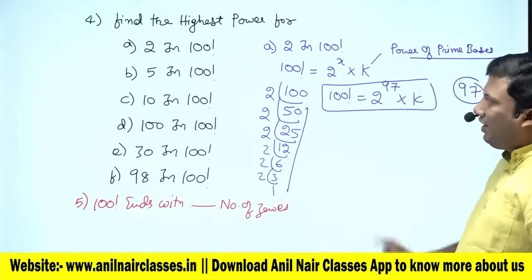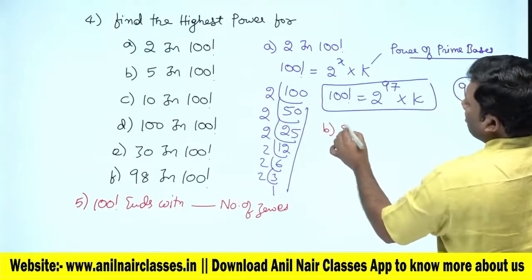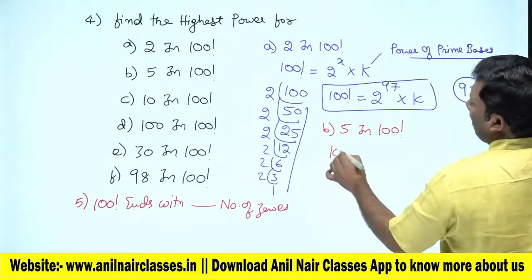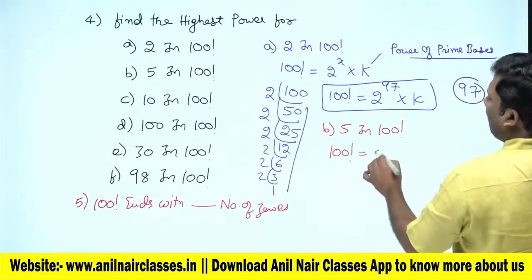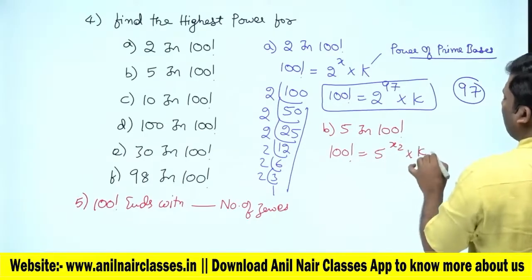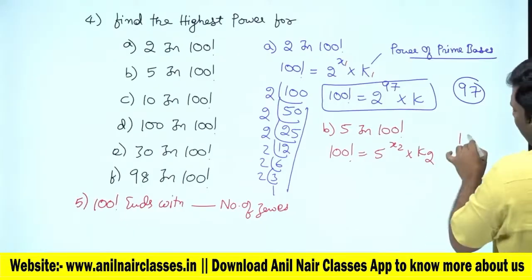First question, very, very easy question. Second one, 2 is a prime number, 5 is also a prime number. 5 in 100 factorial. 100 factorial can be written as 5 power x2 into k2. So 5 is a prime number.